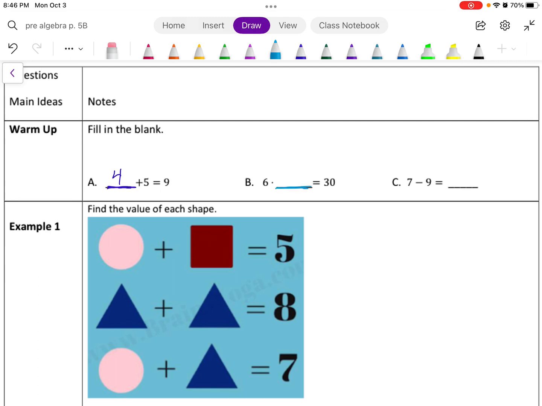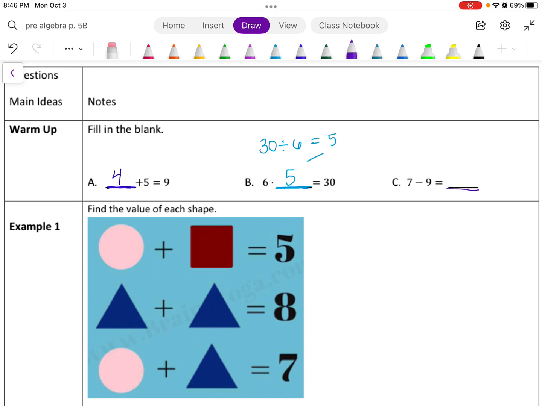B, if we took 6 and multiplied it by something and got 30, well, 6 times what is 30? 6 times 5 is 30. Another way you could think about this one would be to ask yourself, 30 divided by 6 is what? Well, 5. Notice that they're the same.